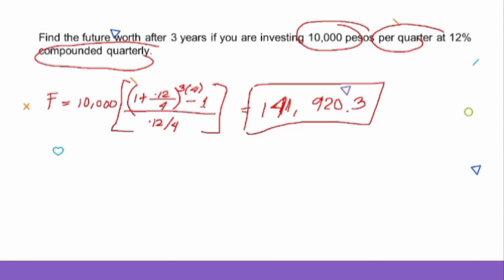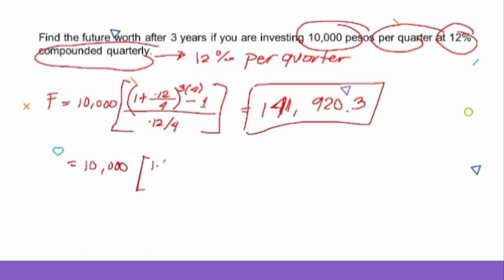So guys, again, I'm reminding you, if this interest rate here, 12% compounded quarterly, kapag ang pagkaka-state niya is like this, 12% per quarter, you don't need to divide this 12 with 4 anymore. So, magiging, kapag gano'n ang statement, that would be 10,000 times 1.12 na agad, 1.12 raised to 12 minus 1 all over 0.12. Kapag ang statement is per quarter, pero dahil naka-compounded quarterly siya, dinivide natin siya by 4.